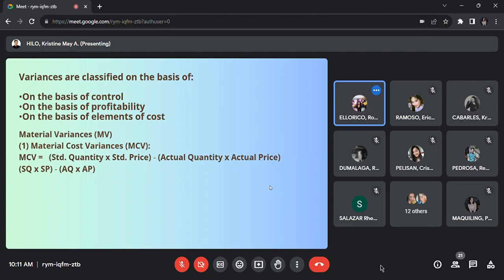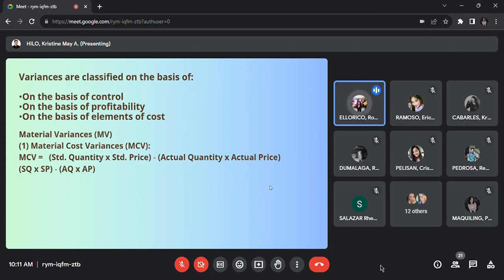of cost. So here in material variances, these variances include material cost variances, material price variances, material usage variances, material mix variances, and material yield variances.